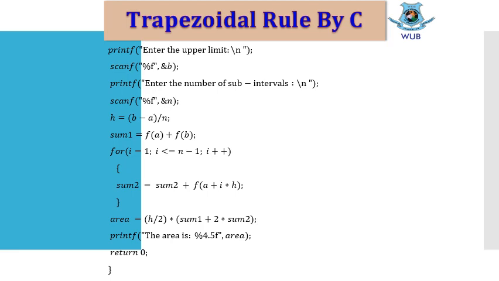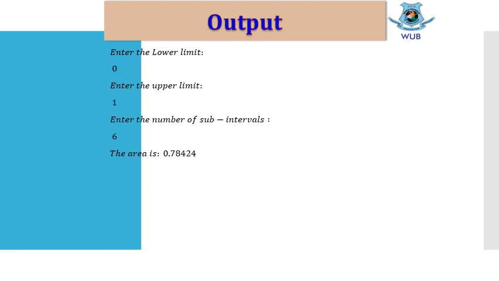As per the algorithm, you have to find the value of sum1, then the value of sum2, and put all these in the equation of the trapezoidal rule, which is h by 2 into sum1 plus 2 into sum2, which is the area of the trapezium, and print this value. Okay, that's all. And you can see the output on your screen, and you have to consider up to 6 decimal places, or 4 decimal places, or 5 decimal places as the question requires.